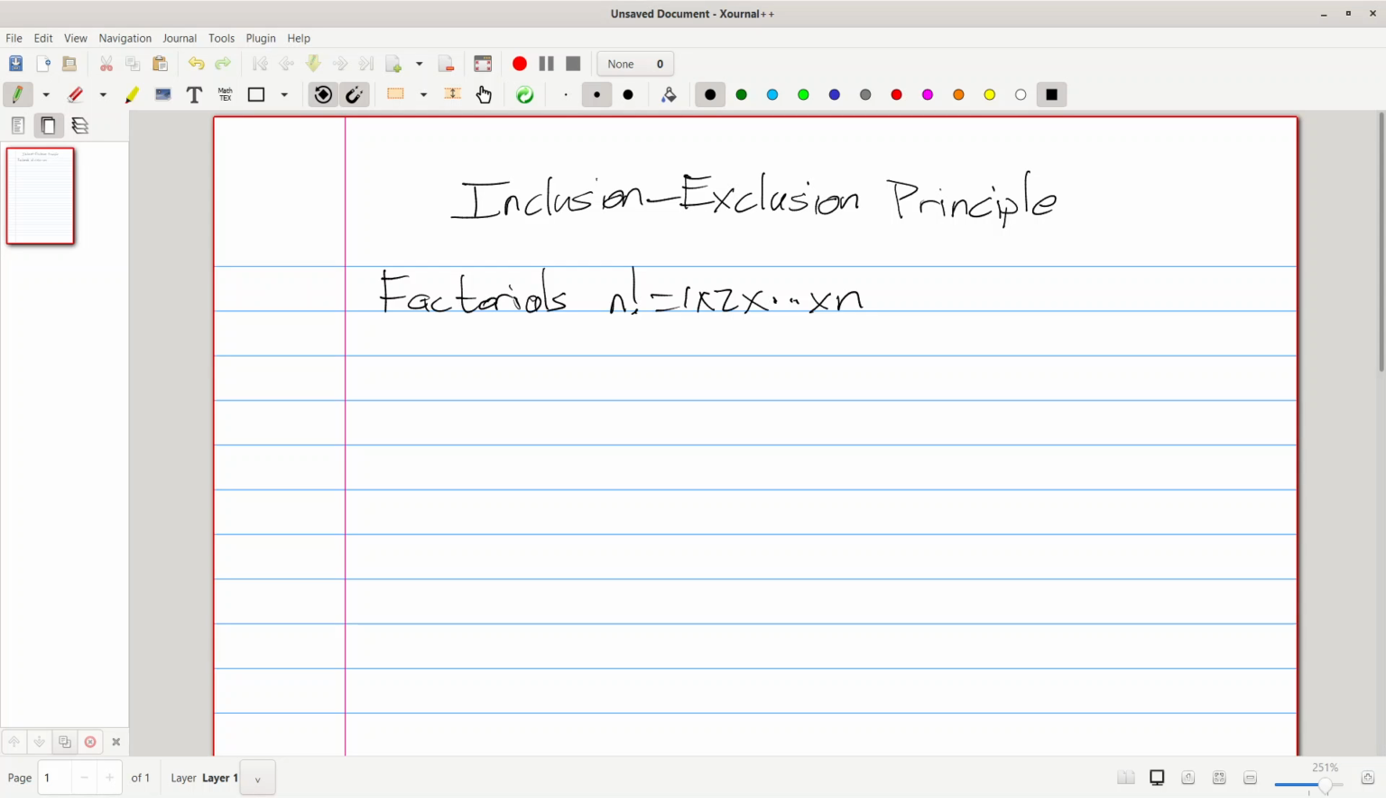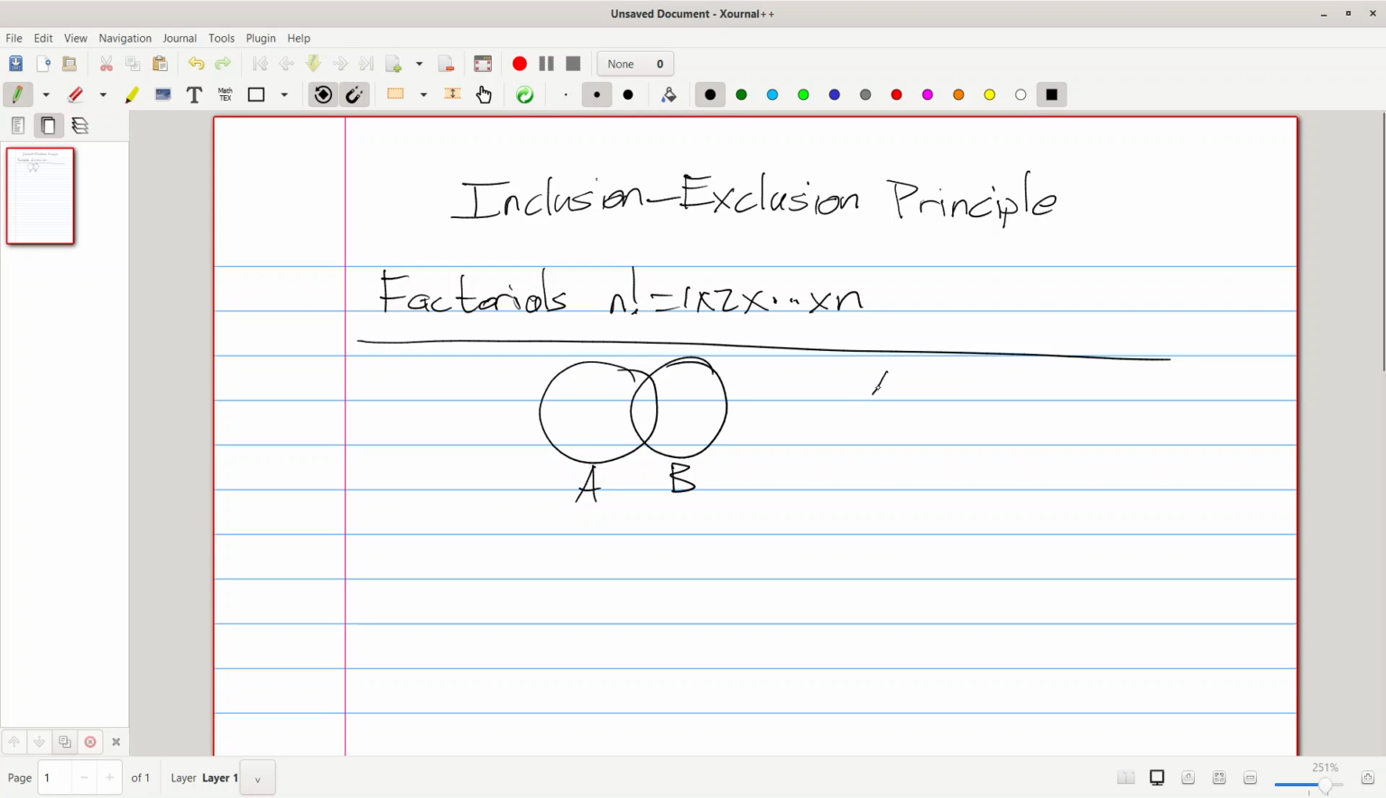Okay, so what is the inclusion-exclusion principle? Well, one way to understand the inclusion-exclusion principle is from small cases. So let's say I have two sets. I have a set A and I have a set B. And I want to know if I take the union A union B, I want to know how many elements are in that union.